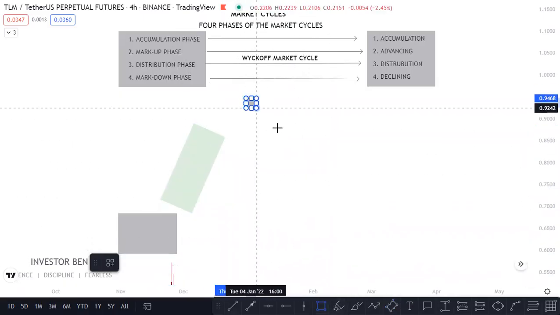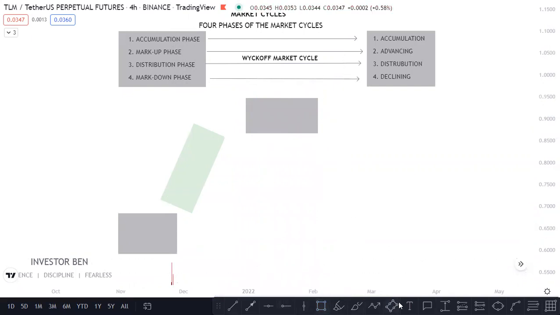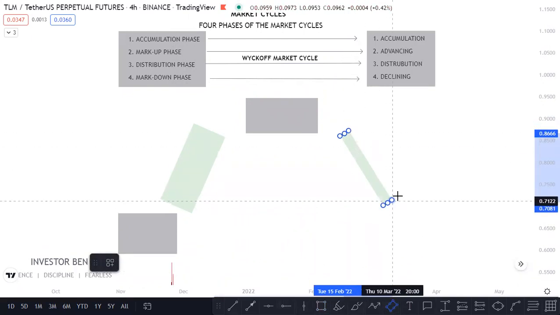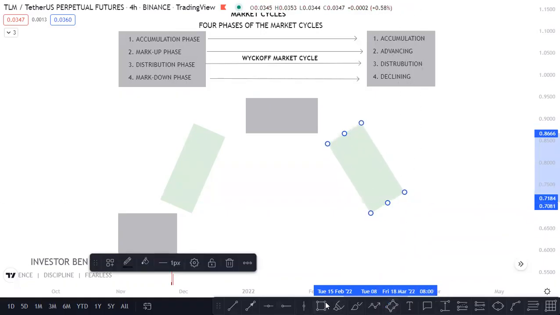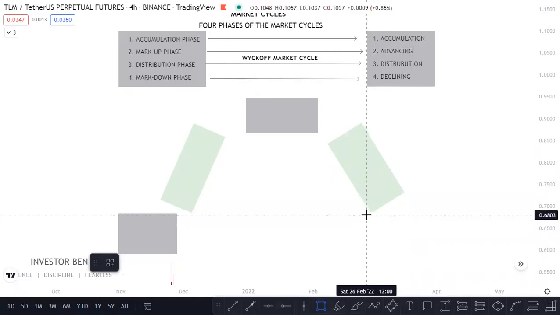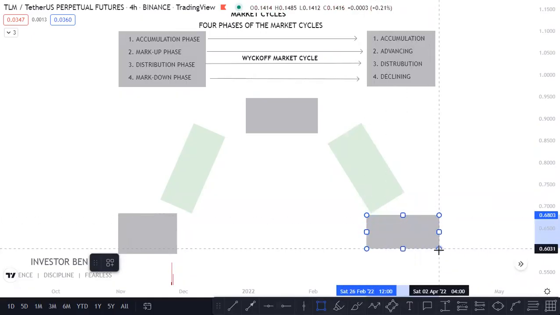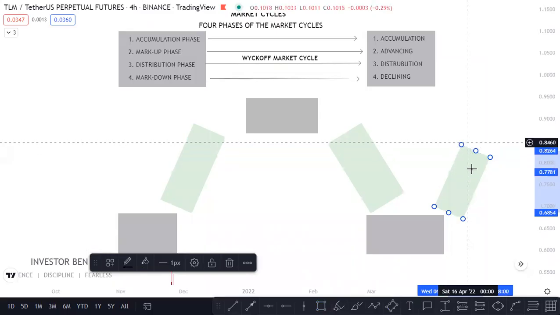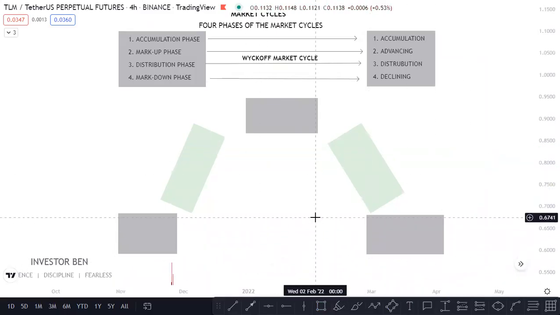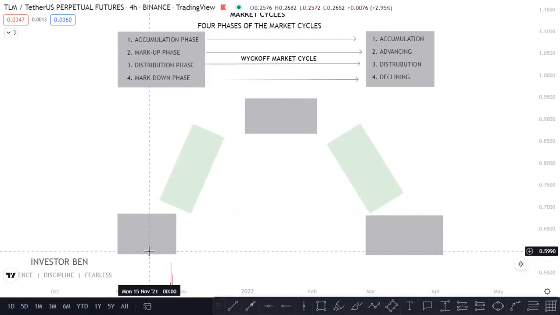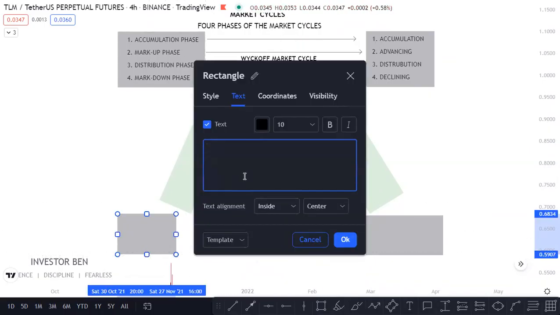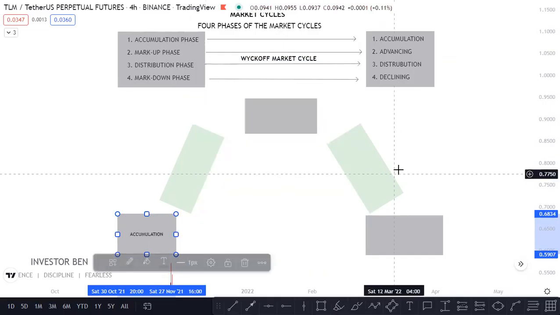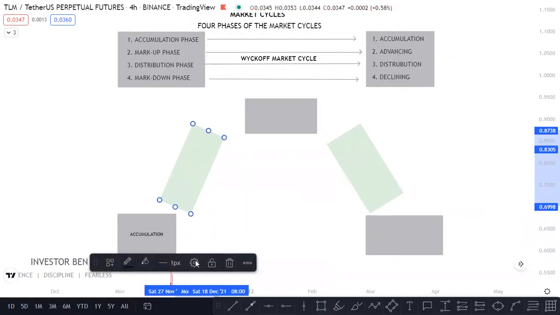So let me represent them using buses, right? And continuously. Let me just stop here. So now this is the first phase here, and this first phase is the accumulation phase, right? The second phase here is the markup phase, right?